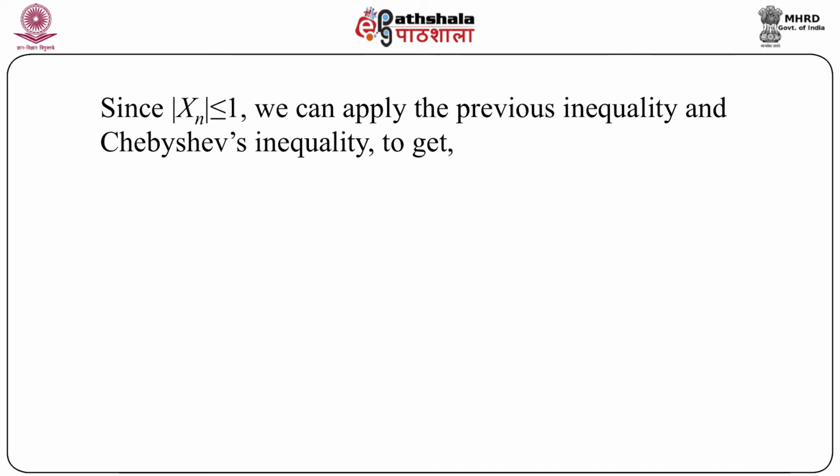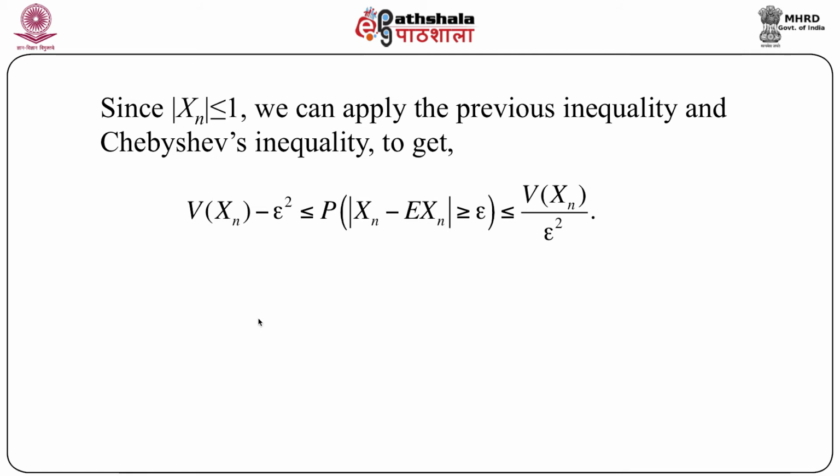And of course we have to apply Chebyshev's inequality along with that inequality in order to get: variance of xn minus epsilon square is less than or equal to probability of modulus of xn minus expectation of xn greater than or equal to epsilon, which is less than or equal to variance of xn by epsilon square. Now note that the left part of the inequality is coming from Kolmogorov's inequality and the right part of the inequality is coming from Chebyshev's inequality. And it is clear that if variance of xn goes to 0, then the right side quantity goes to 0, and the left side for arbitrarily small epsilon will again be very, very close to 0.